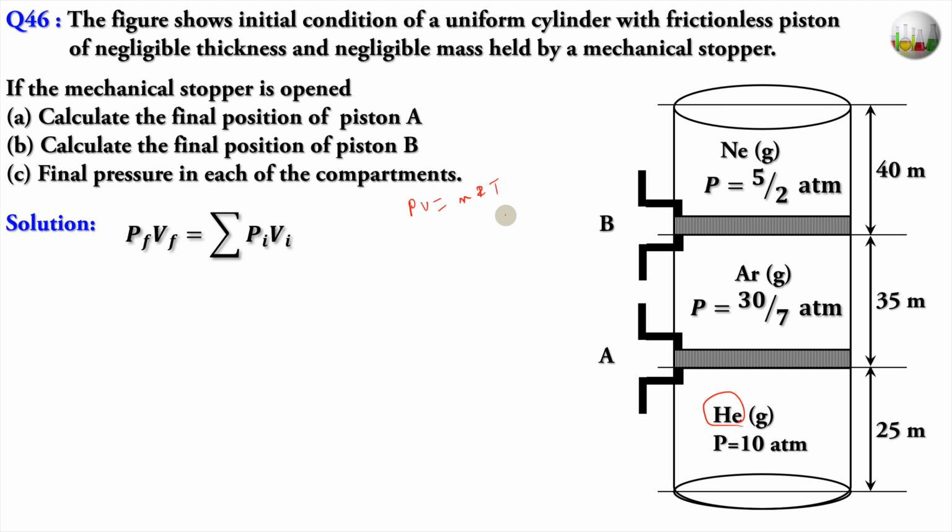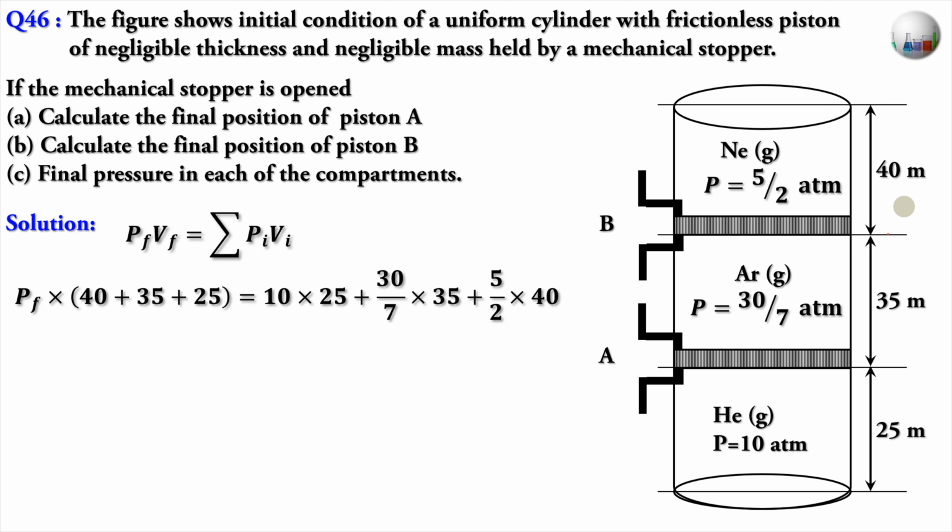So P final into 40 plus 35 plus 25. Now this was the initial situation, remember. This was the situation before anything moves. And remember, the total number of moles will remain constant here. So P final is the final pressure throughout the container. That means whatever is the pressure throughout the container, that will be the pressure in individual compartments too. So P from here comes out to be 5 atmospheres.